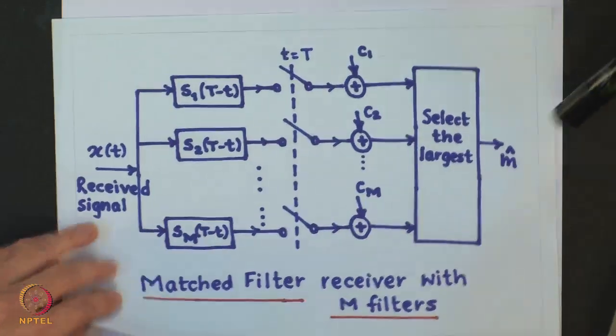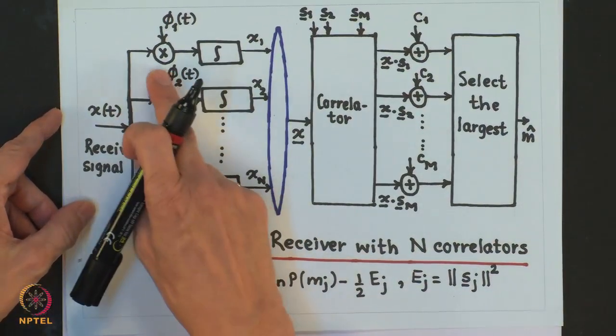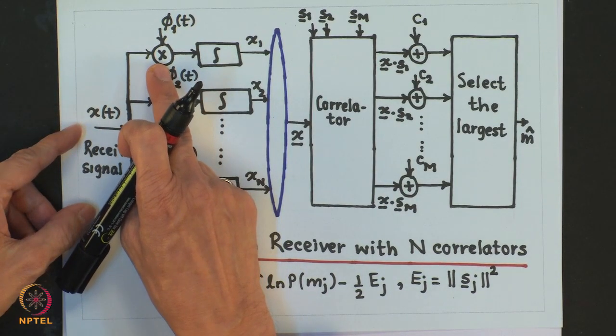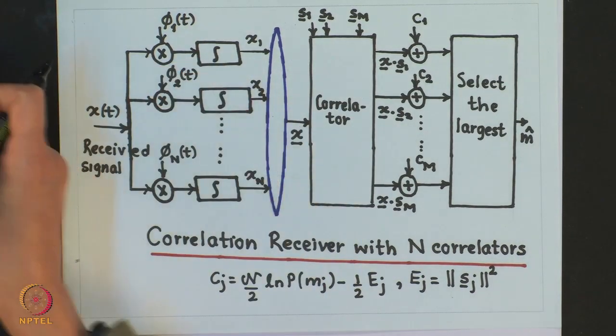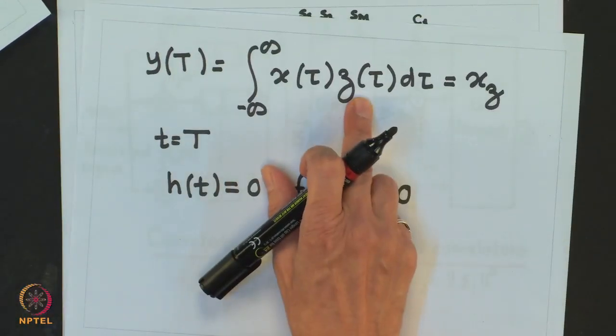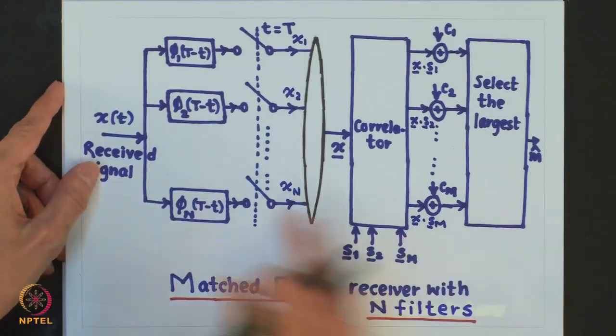So, similarly, we could implement the matched filter for this case. We can substitute these two blocks by its matched filter. So, Zt gets substituted by phi jt, and if we do that, we get this block.